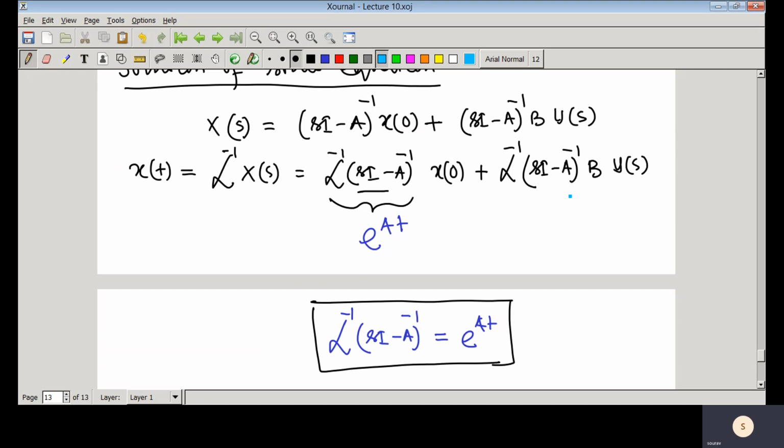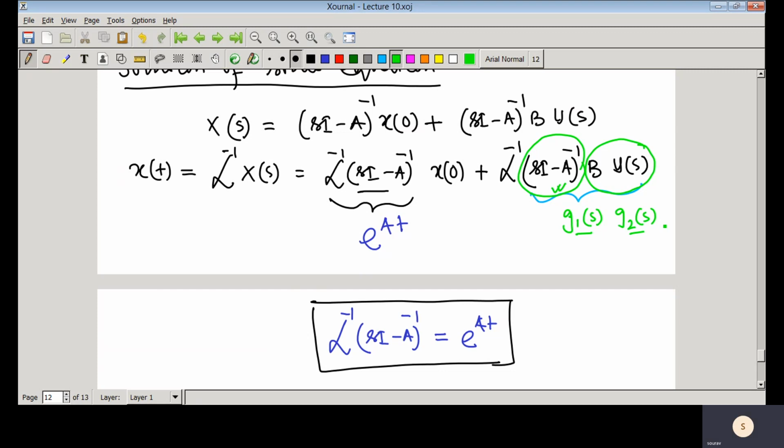And just look at this particular term. Here you can take that this is one term and this is another term. As we have seen, the Laplace inverse of (sI minus A) inverse is e to the power At. So this particular term you get if you take the Laplace transform of that. Suppose this one is G1(s) and B into U(s) is, say, G2(s).